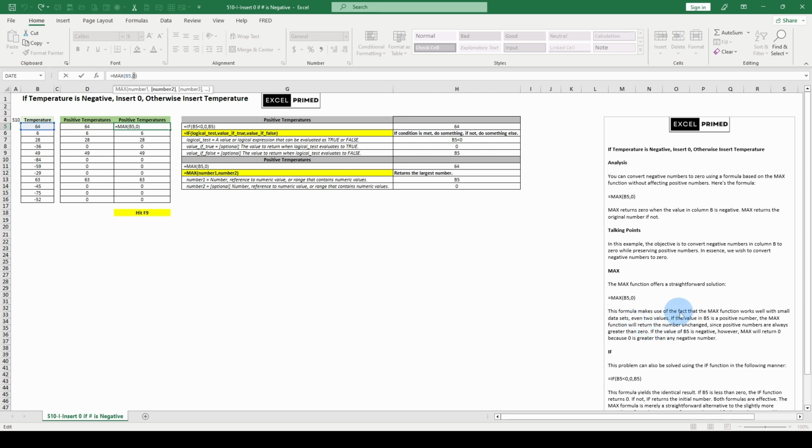This formula makes use of the fact that max functions work well with small data sets, even 2 values. If the value in B5 is a positive number, the max function will return the number unchanged. Since positive numbers are always greater than 0, if the value of B5 is negative, however, max will return 0 because 0 is greater than any negative number.